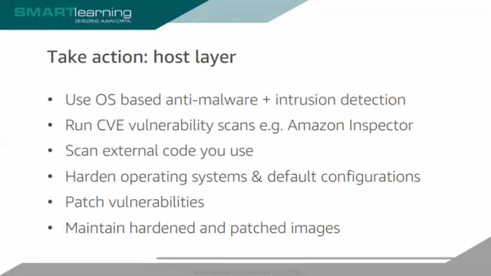So harden OS and default configurations. Make sure you patch vulnerabilities every now and then. And maintain hardened and patched images. So most organizations have a workflow for images to create AMIs. So they have a workflow for adding those, so they embed those security measures into their AMI before being used within AWS environments. So you know this has been tested and trusted before you deploy them within your environment.